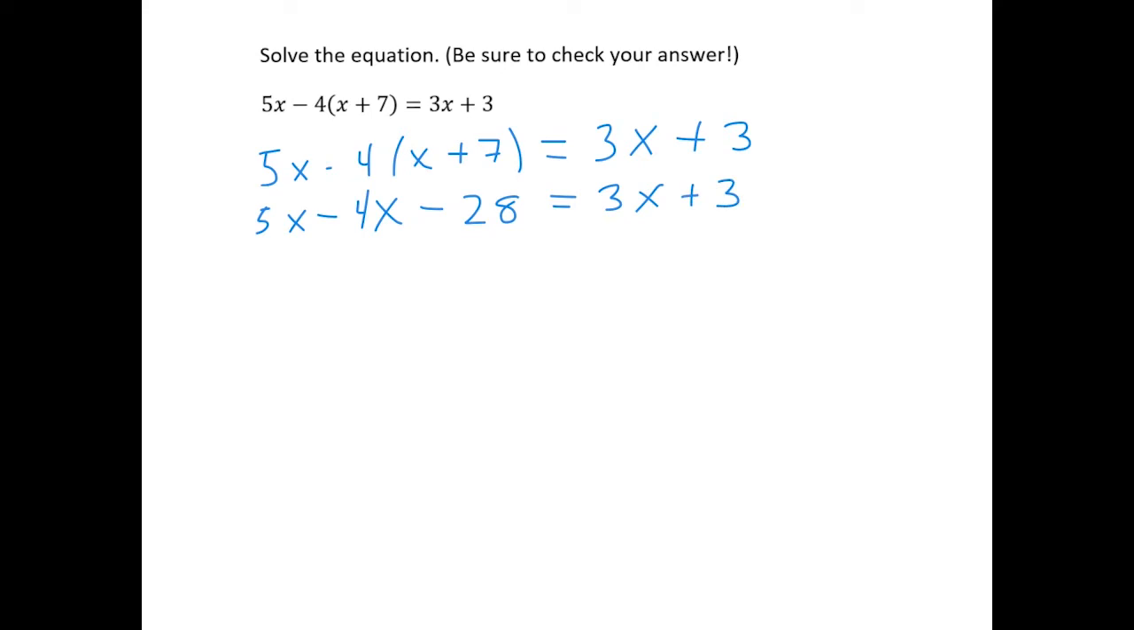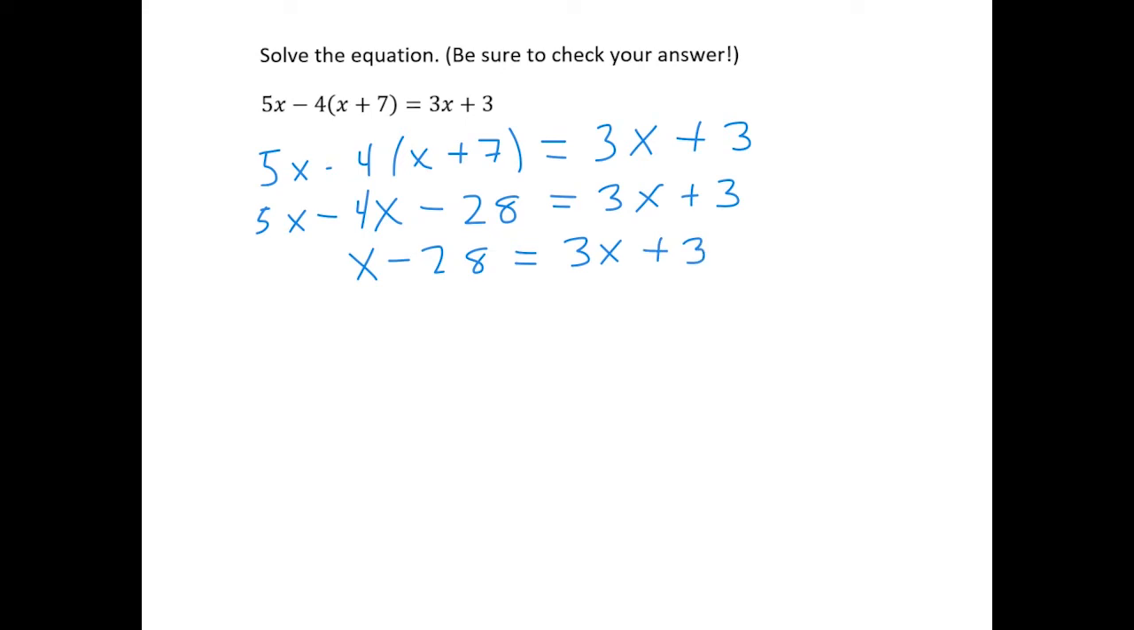And now we're trying to get x all by itself on one side. So let's combine what we have on the left. We have 5x's minus 4x's, which will just leave 1x minus 28 equals 3x plus 3.